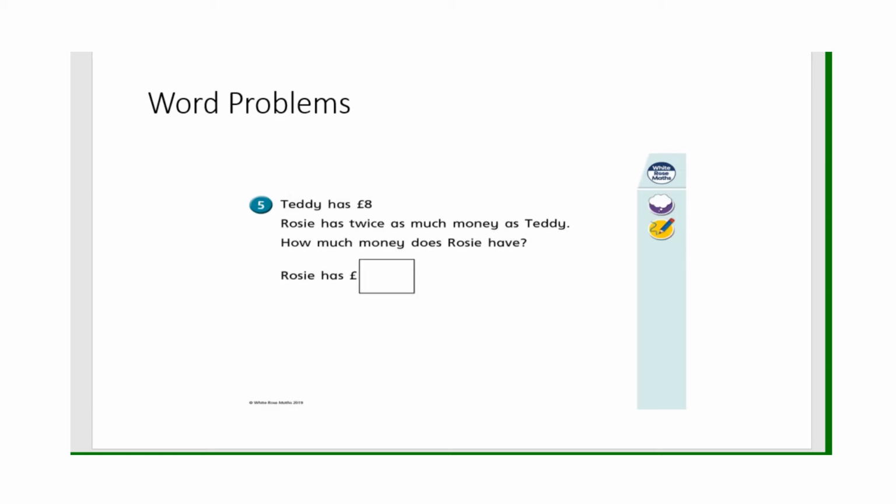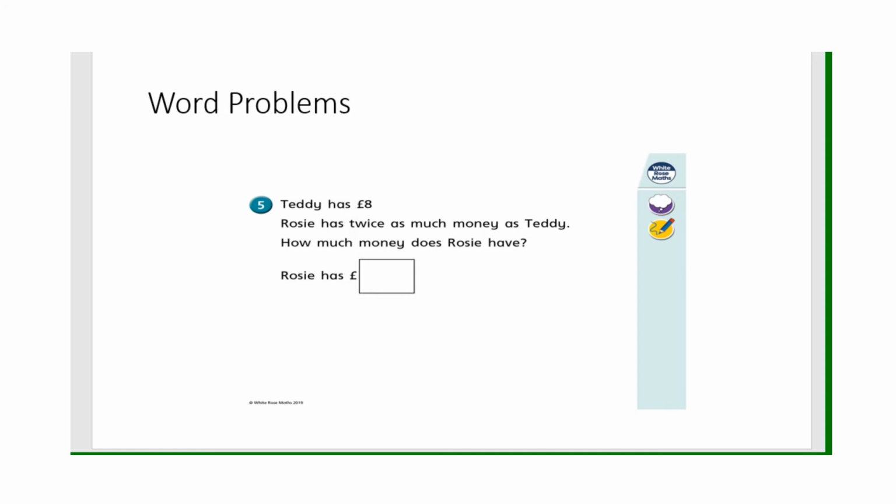Okay, let's have a look at another one. Now then, this one says Teddy has £8. Rosie has twice as much money as Teddy. How much money does Rosie have? Now I need to know what twice as much means. Twice as much means double. So Rosie has double the amount. It's 8 add 8 again, so Rosie would have £16.